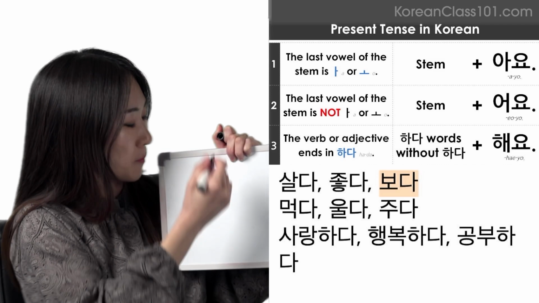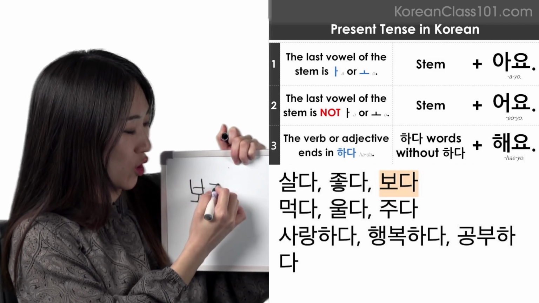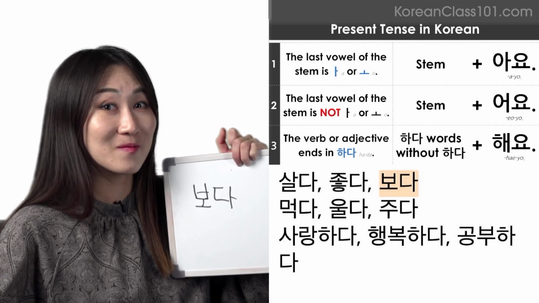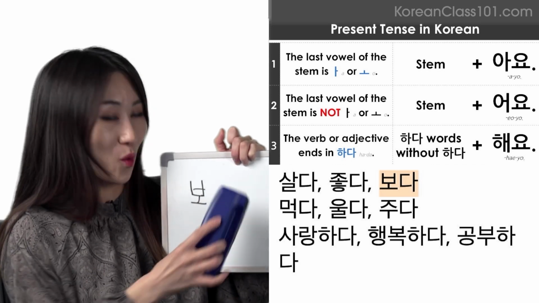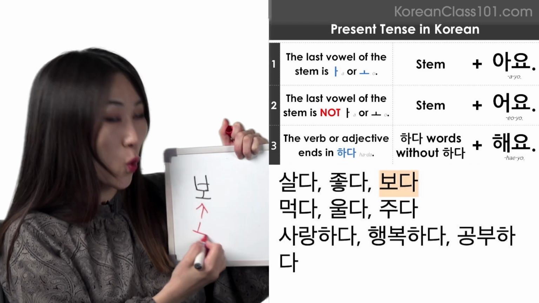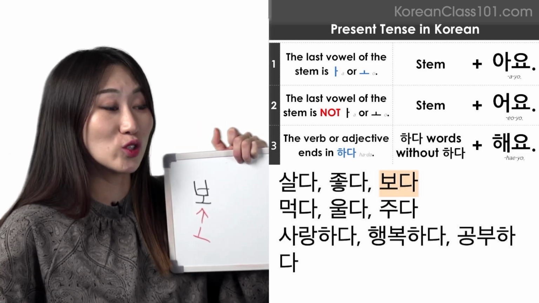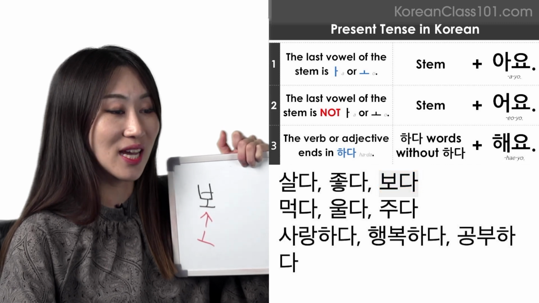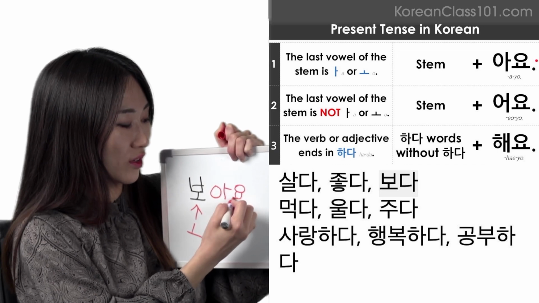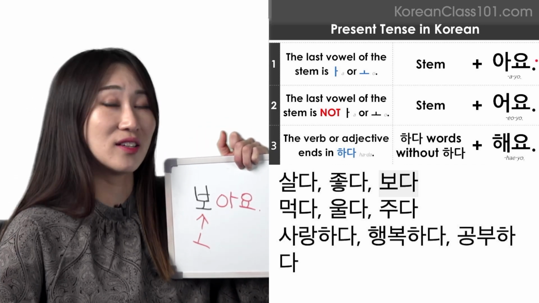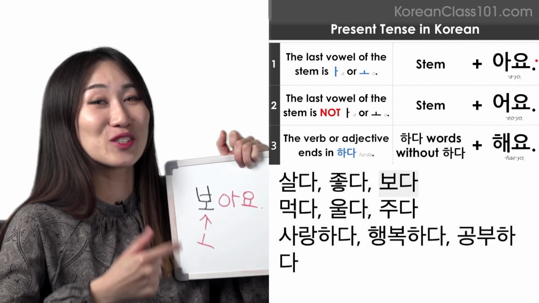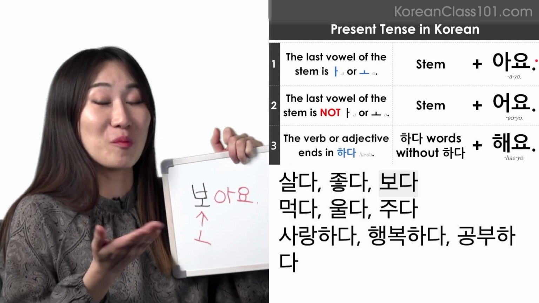보다 means to look or to watch, to see. So what is the stem? The stem is 보 without 다. 보 is the stem. 보 includes the 오 sound. So I'm using 아요 at the end. 보아요. It means I see, he sees, she sees, you see, we see, they see. There's no subject, so I don't know, but it just means someone sees. 보아요.